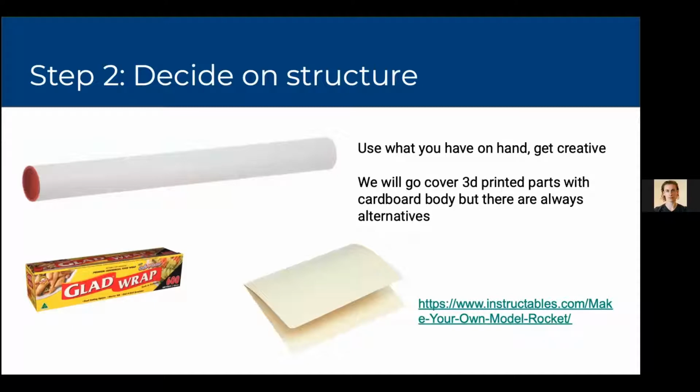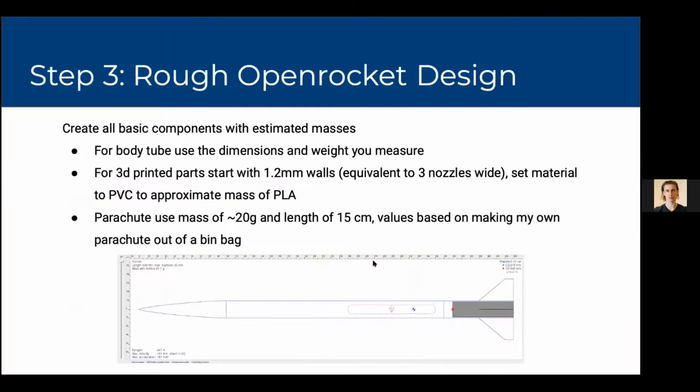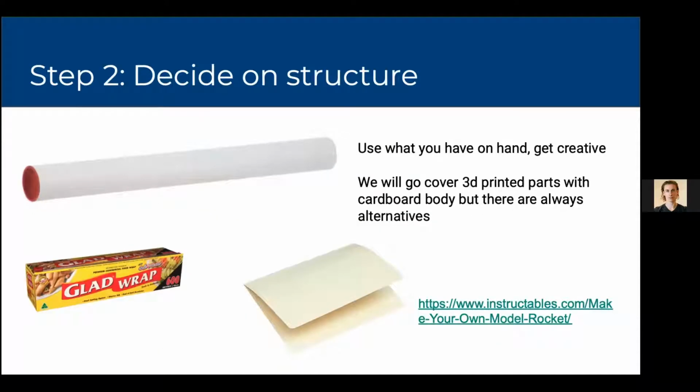So technically for this step, you just have to grab anything that's handy. A cardboard tube could work, or just a wrap. So this link is just a cool little thing I found where someone actually made a model rocket completely out of just manila folders and duct tape. Legitimately. So just basically strong card and duct tape. They made the fins, the nose cone, everything just out of that. And they made a functioning model rocket.